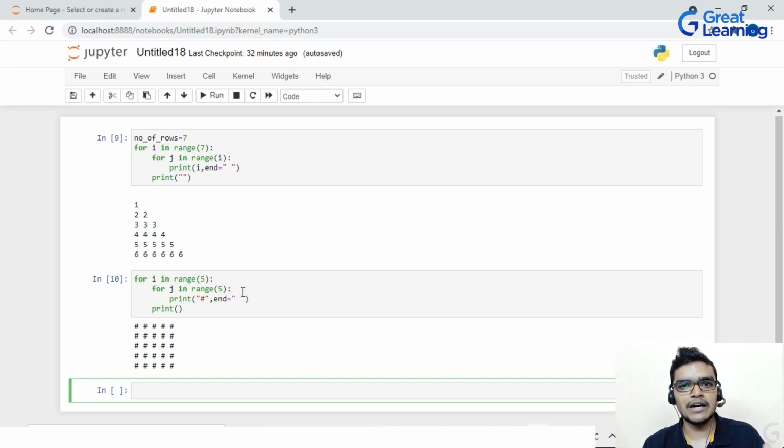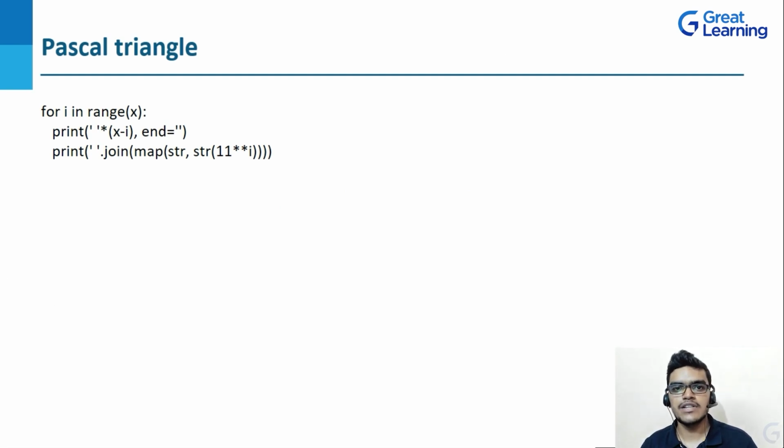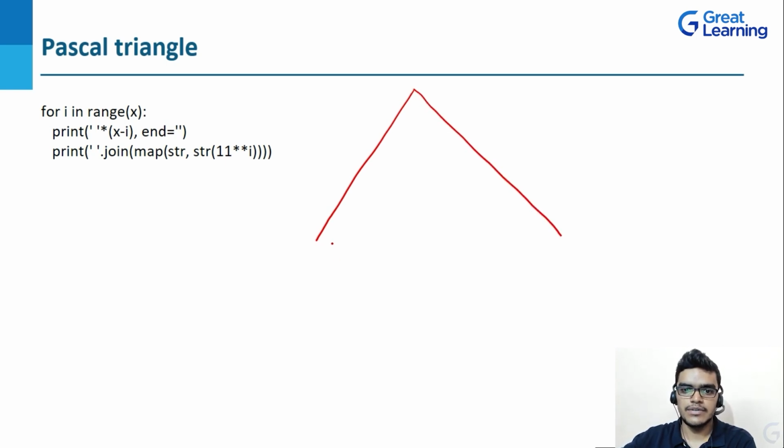So there are a lot of patterns you can try on your own, and this was the basic idea about pattern programming. Next program, that is Pascal Triangle. So before coming to the coding part, let's understand what is Pascal Triangle. So as you can see, this is a triangle, right? And inside this triangle, the outside edges will be equal to 1.